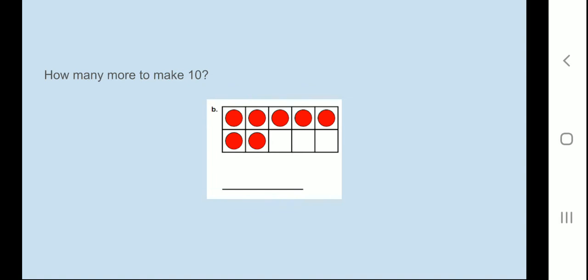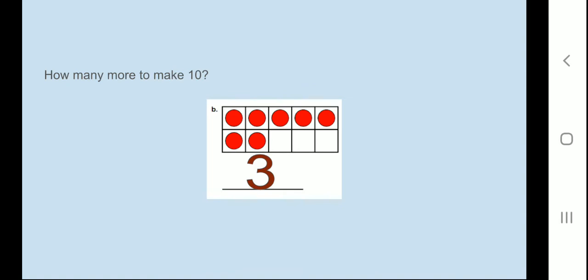How many counters are there already? How many more do you need to make it full to make 10? 3. You need 3 more counters to make 10. What would our number sentence be? How many did we start with? How many did you add? And what's the total?